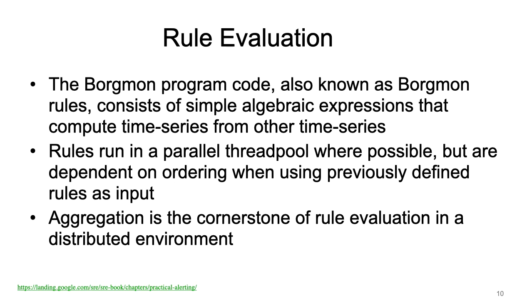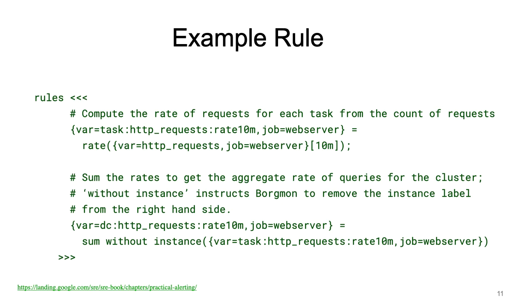Borgmon also has rule evaluation. Borgmon has the concept of rules that helps you do evaluation of data. The rules run in a parallel thread pool where possible, but are dependent on ordering when using previously defined rules as input. Let's take an example. For a cluster of servers, the rule is computing the rate of requests from each task, using a function called rate that calculates the rate of requests over 10 minutes. Then the sum of the rates gives the aggregate rate. They have a sum without instance that excludes individuality and factors in the commonality.